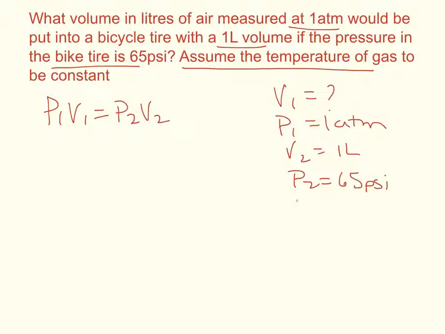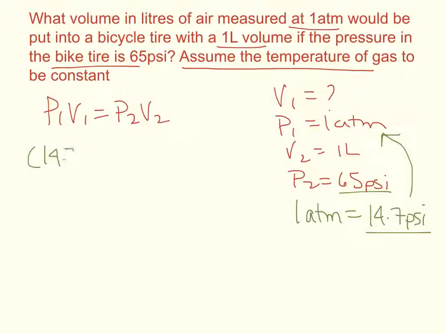The conversion that we would be using is that 1 atmosphere is equal to 14.7 psi. So considering that we are given 1 atmosphere for pressure 1, I'm just going to go ahead and use that as our unit conversion. Again, if you decide to convert your 65 psi to atmospheres, we do still get the same answer. So we now have 14.7 multiplied by V1, our unknown. Our pressure 2 is 65, and our second volume is that 1 liter.